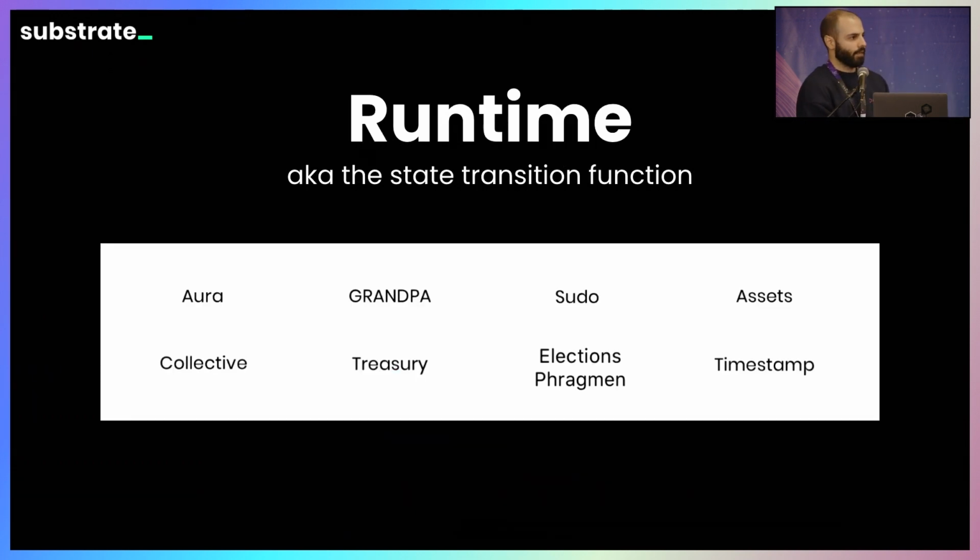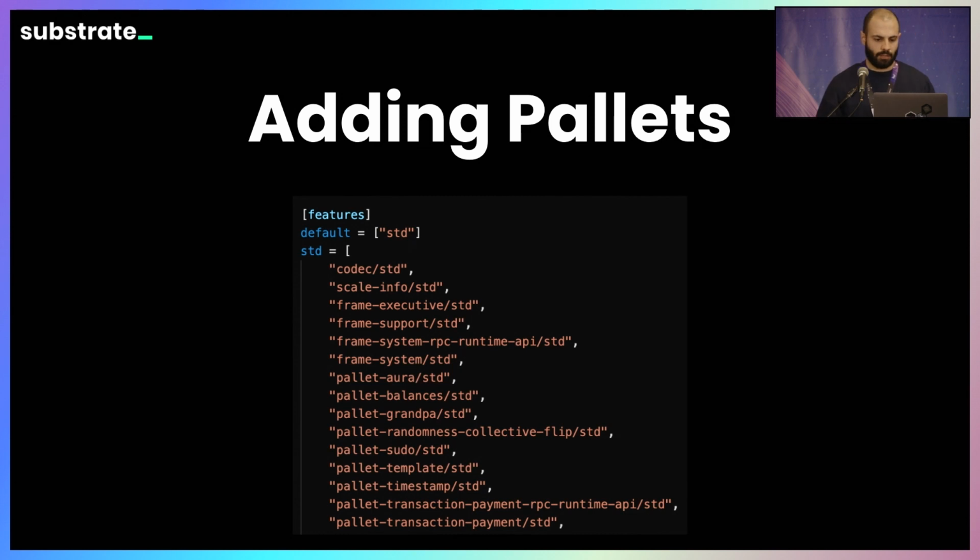So your runtime, aka your state transition function, is a collection of these pallets. And essentially, with these, you can develop any type of application-specific blockchain, and it would be able to run on Polkadot or Kusama. So adding pallets is quite simple. You can just include it in your config. We'll look into that when we run our own node in a second.